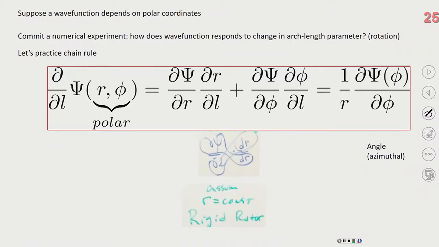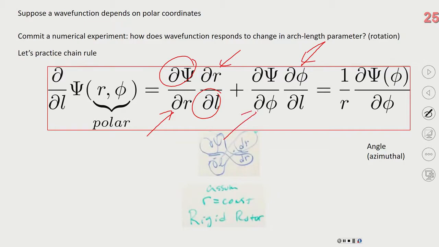What is written here? Chain. Okay. So if we do have derivative over L, we can multiply and divide by infinitesimal increment of different variable. Okay.